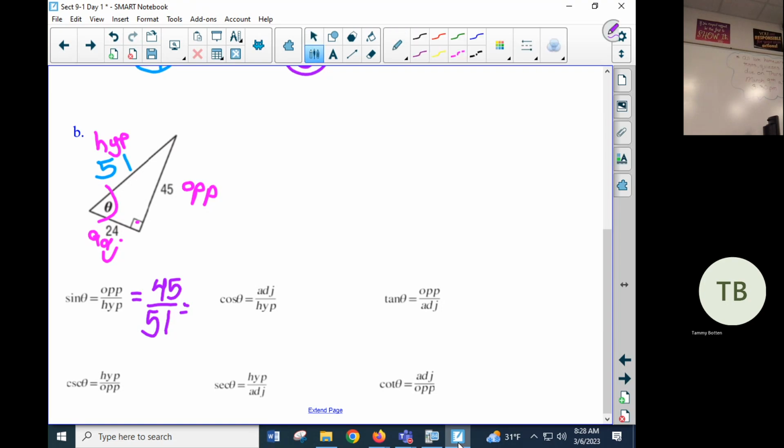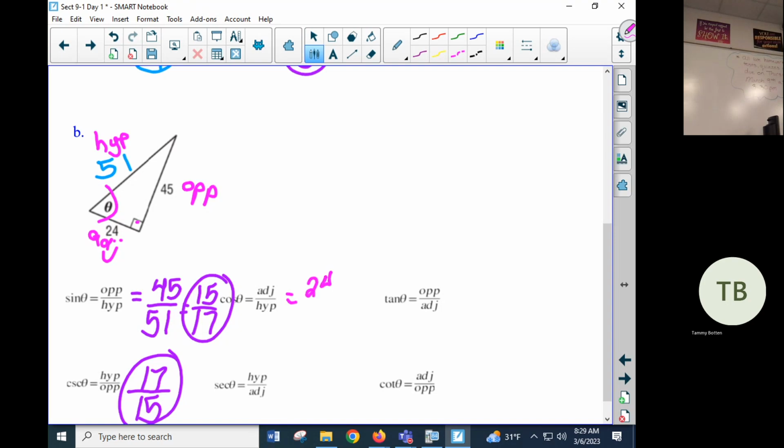So that was 15 over 17. So again, I'd come down to cosecant, and that would be 17 over 15. All right. For cosine, it's adjacent over hypotenuse.